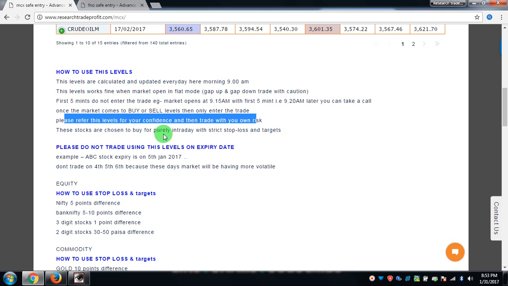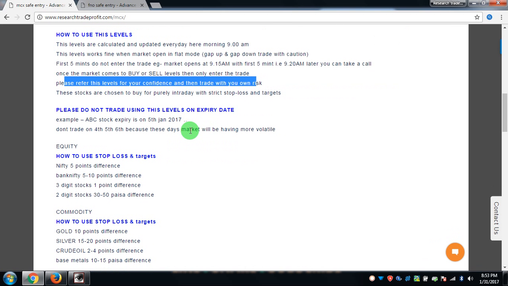So these stocks are chosen purely for intraday and with strict stop loss and targets. So we always suggest to enter and exit the stocks whenever the stop loss triggers or the target hits. We always suggest to book the profit or loss at the given levels, because we don't know what will be the next move after this scenario happens in the market in intraday.